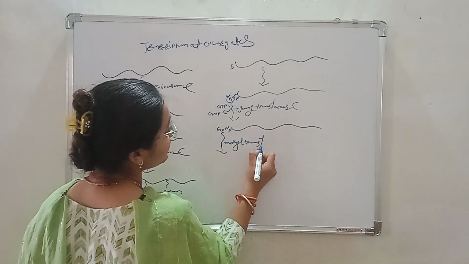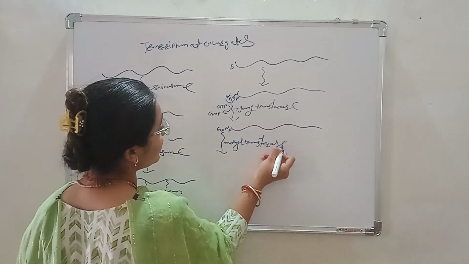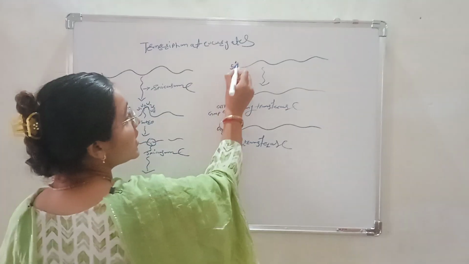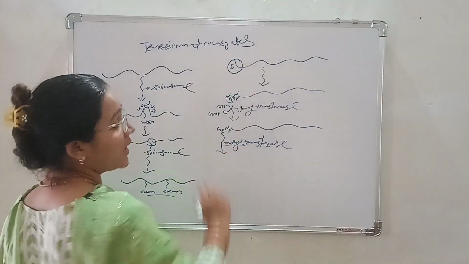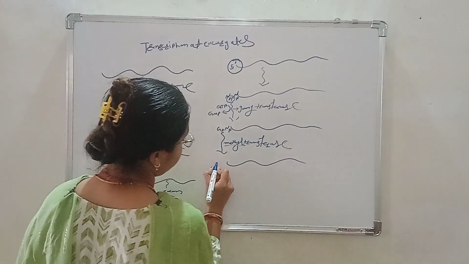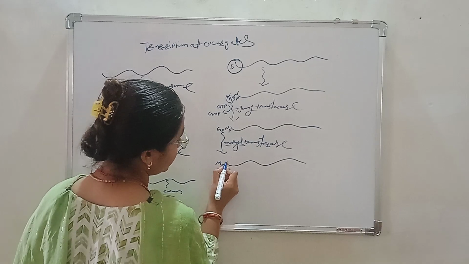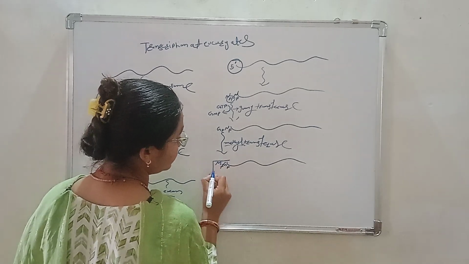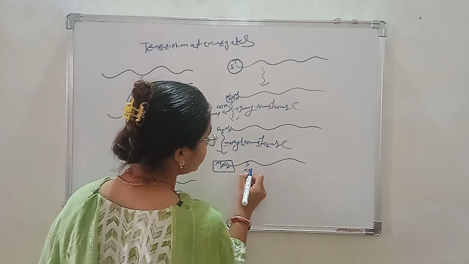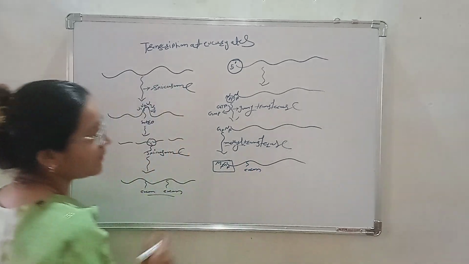Then methyl transferase, as an enzyme, is responsible for attaching a methyl group to this starting portion of the mRNA. So we have GP, M7GP, and it's an exon.